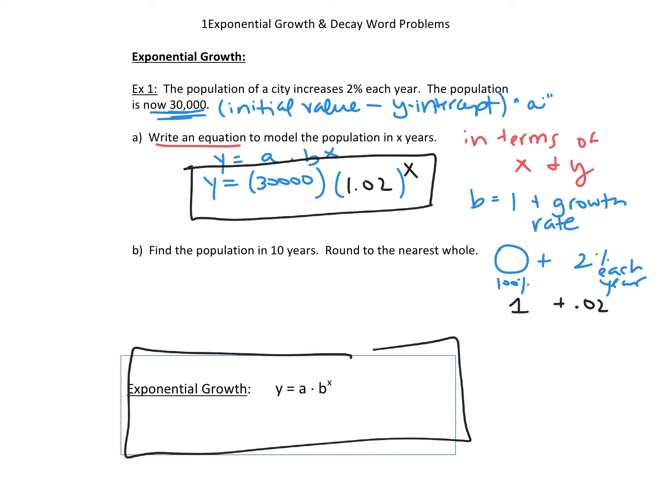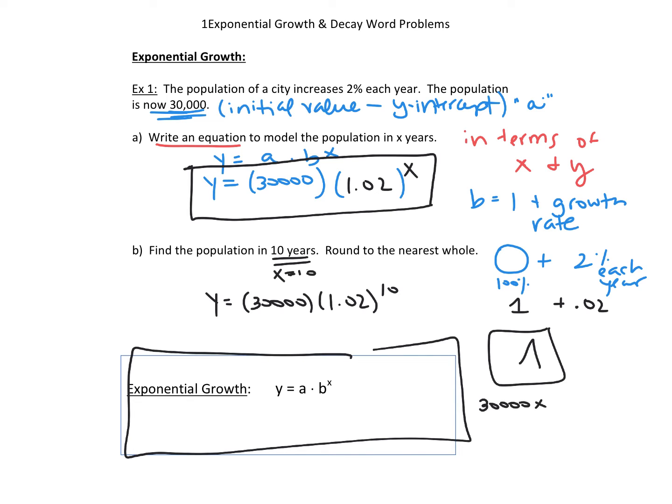And then I'm asked in part B to find the population in 10 years. So that means that my x value is 10. I'm going to plug it into my equation. Y equals 30,000 times 1.02 to the 10th power. Okay. So in your calculator, if you're using a graphing calculator, you're going to use this caret button that I just drew over here. This caret button, which indicates to the power of. So like to do 30,000 times 1.02 to the 10th power, I would type in 30,000. I would type in times 1.02. Then I would use the caret button to the power of, and then type in 10.